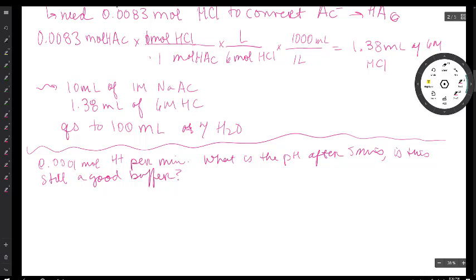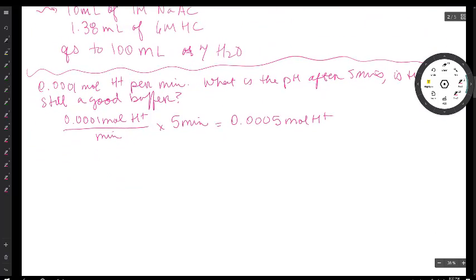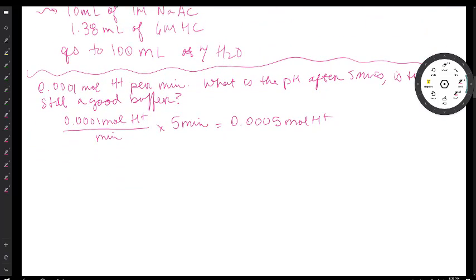So the first thing we can do is figure out how many moles of proton are produced in 5 minutes. If we have a rate of 0.0001 moles of H plus produced per minute, we multiply by 5 minutes, and then voila, we get 0.0005 moles of H plus total. There is no minute component because it's not a rate anymore. Okay, so then what I like to do is set up a little table to help us visually. So if we write our equilibrium reaction for the last time, I promise.